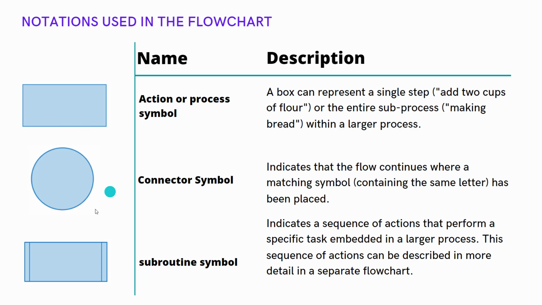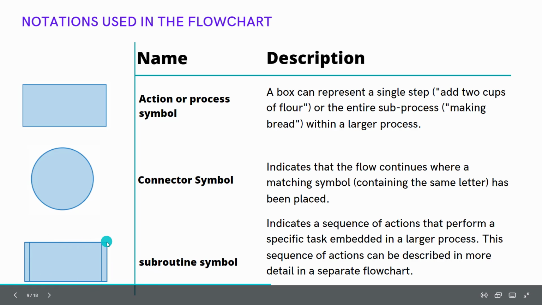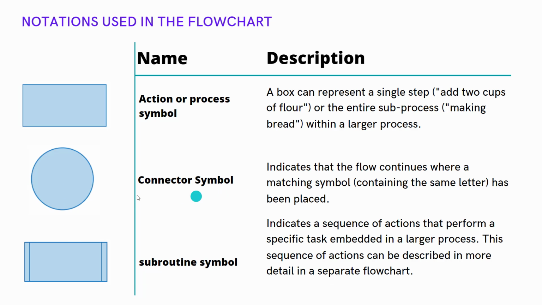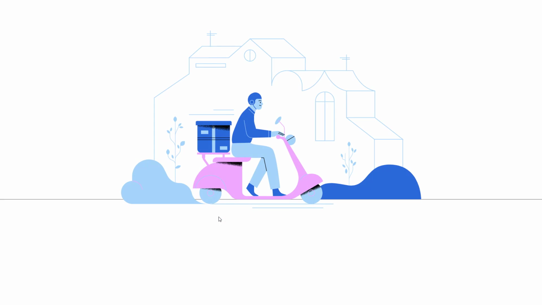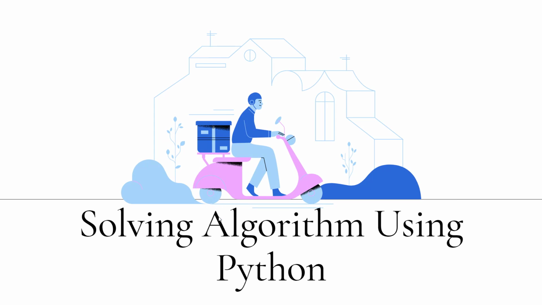Okay. And here we have a connector symbol that connects. And here we have a subroutine symbol. We usually don't use these two symbols much in the algorithms. But yeah, we do have these kind of things. Now we'll just solve some algorithms using Python. Okay, get ready.